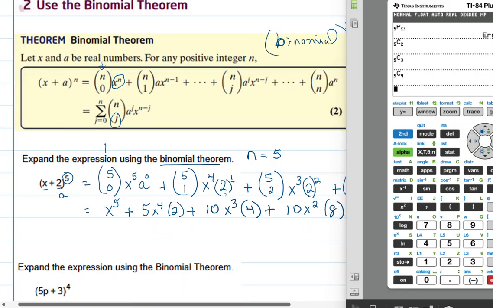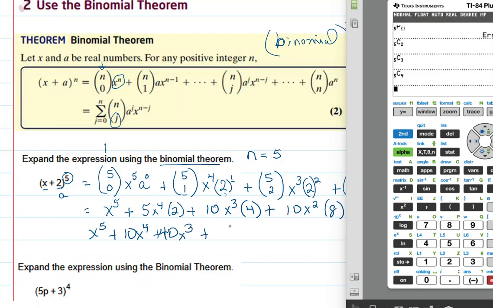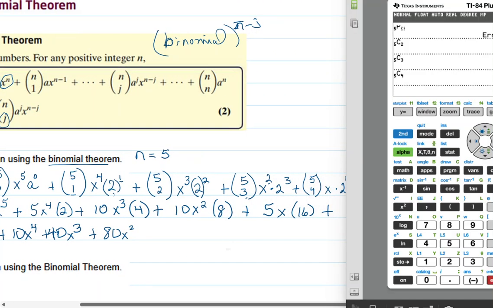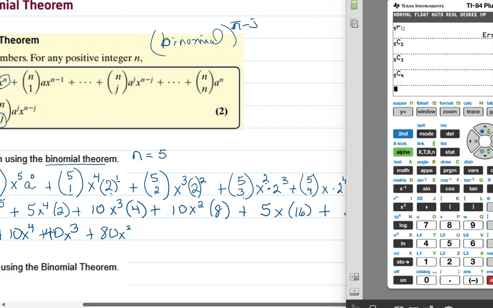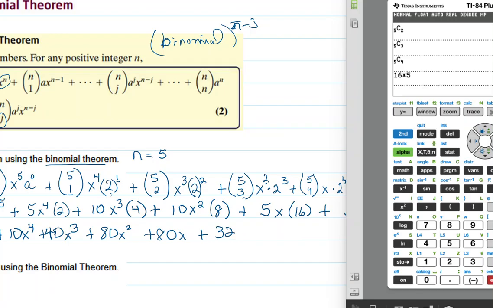We have x to the 5th plus 10 x to the 4 plus 40 x to the 3rd plus 80 x squared plus, and what is that? Is that 80? Yep. Plus 80x plus 32. There it is.